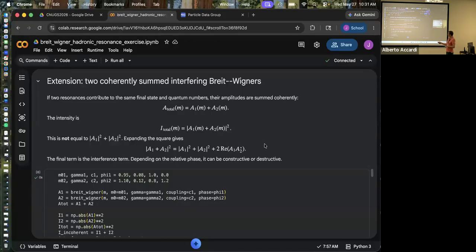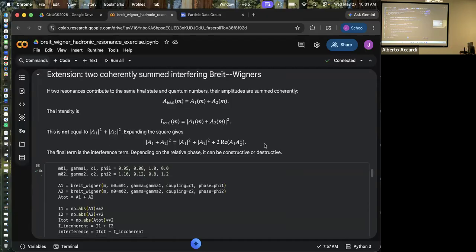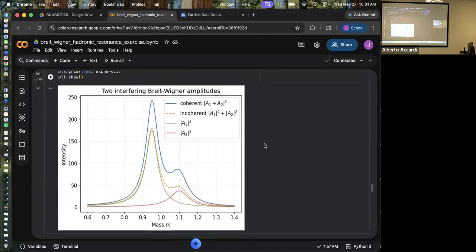But the things that have only to do with particle 1 are in this A1 squared, and only to particle 2 are A2 squared. And so we need to include this more complex model to describe our data, or to fit our data.